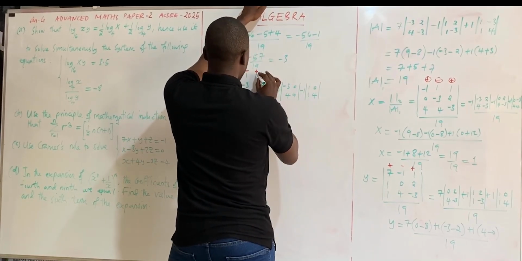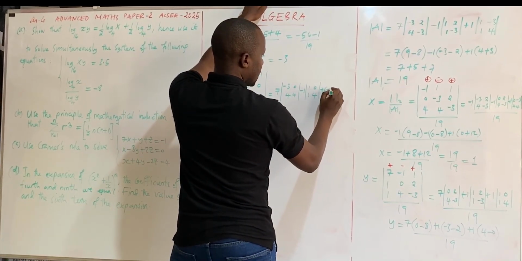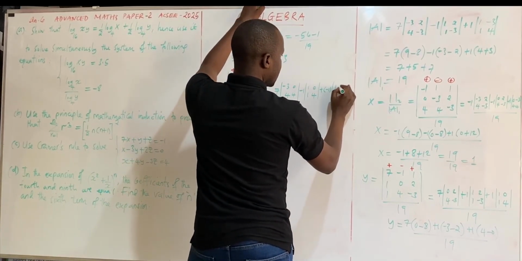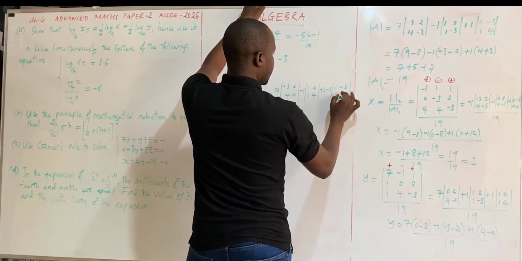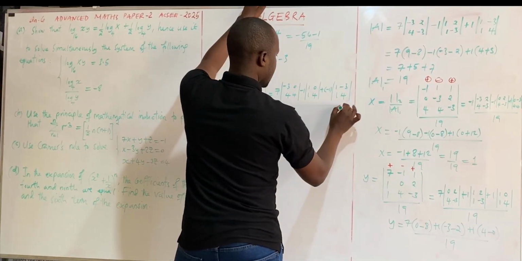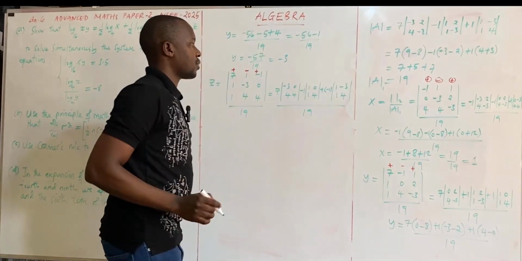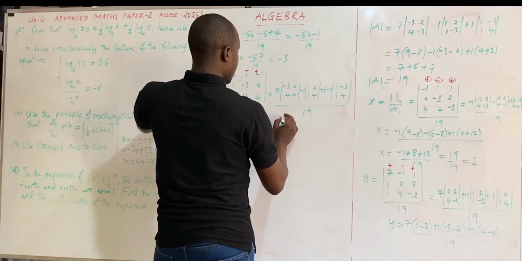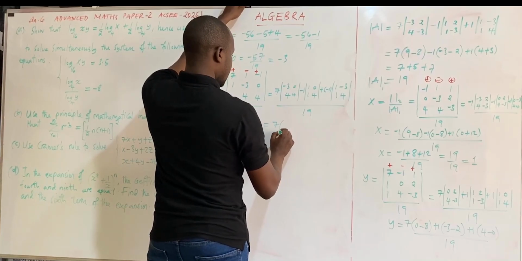Then now we take positive negative 1 out. So this cancels and that cancels. We have 1, negative 3, then 1, 4, over 19. Over 19. So from here, we'll have 7 brackets.